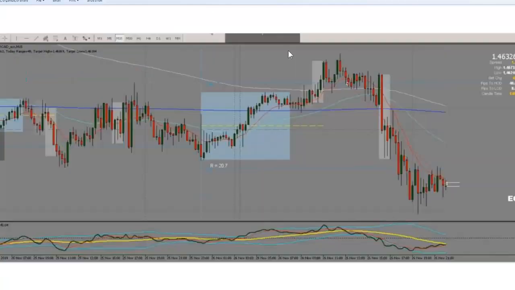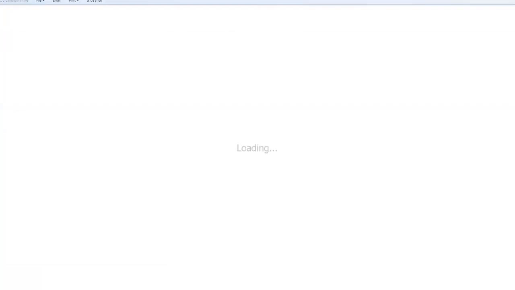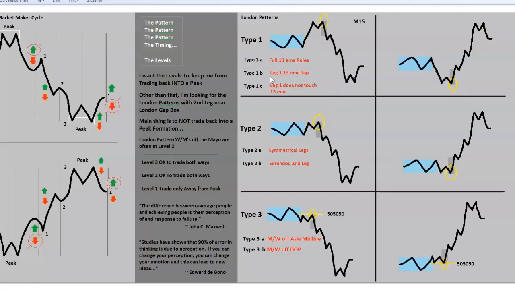And this gentleman is here, Hamish. I hope I pronounced your name correctly, but he took a perfect entry on this. Basically the close below the catch up. This was one of our type 1Bs, right? Would be this one. Leg 13 EMA tap, so it's a type 1B.